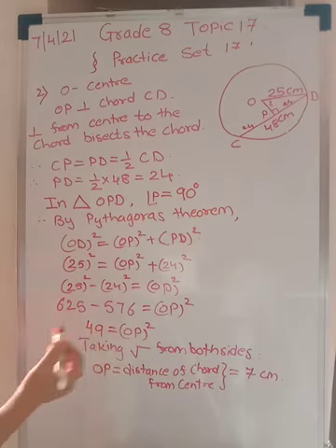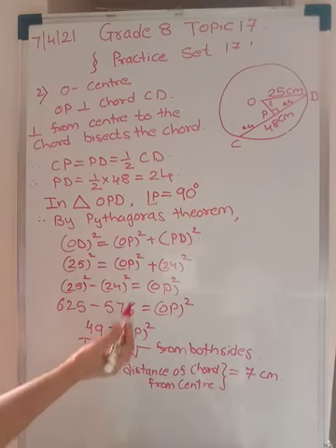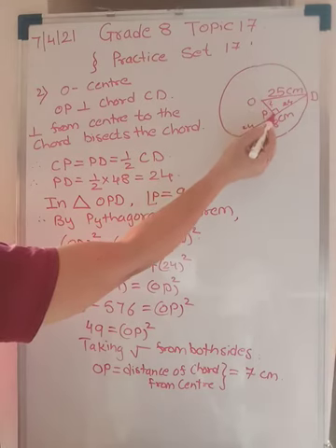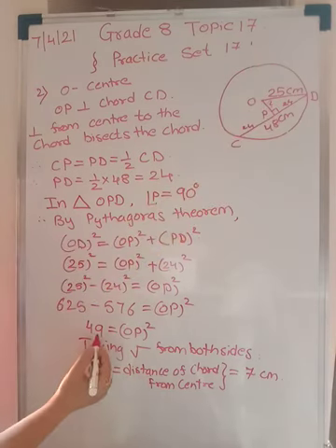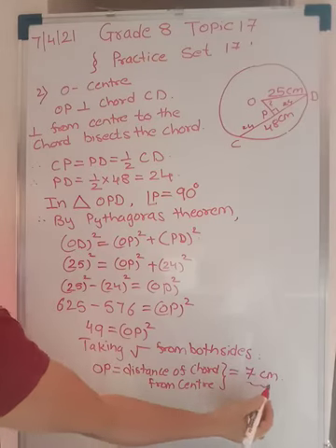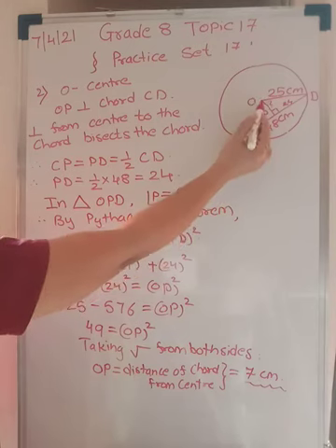This subtraction is 49. So if we take the square root from both sides, you get OP, O to P here. Square root of 49 is 7, so we get 7 centimeters. And that is what is asked: the distance of the chord from the center.